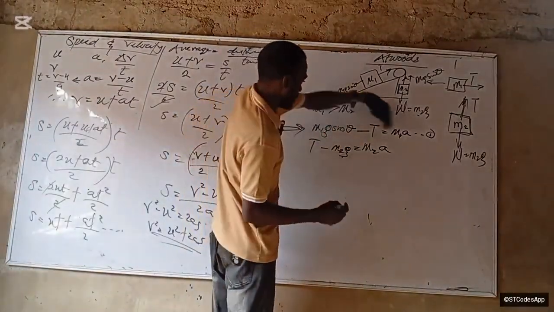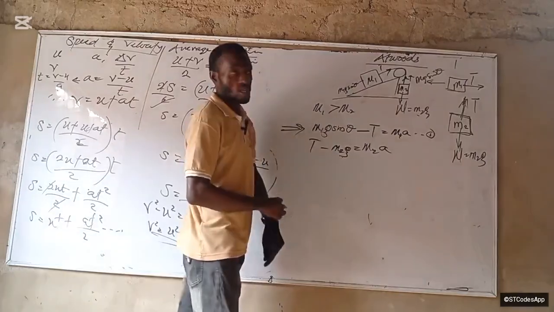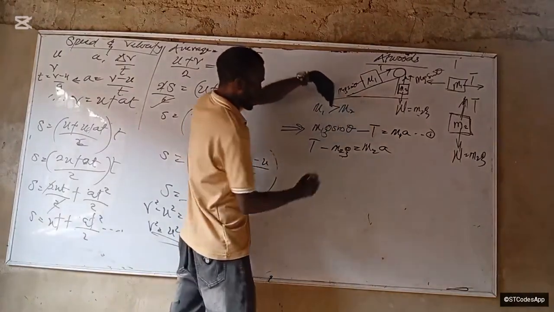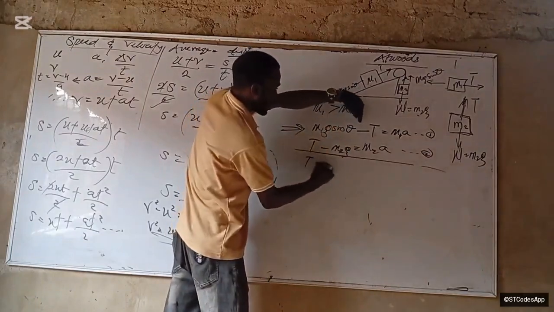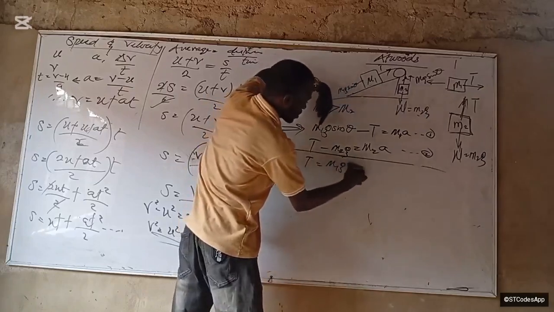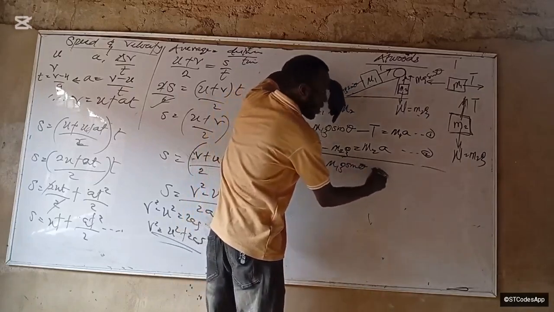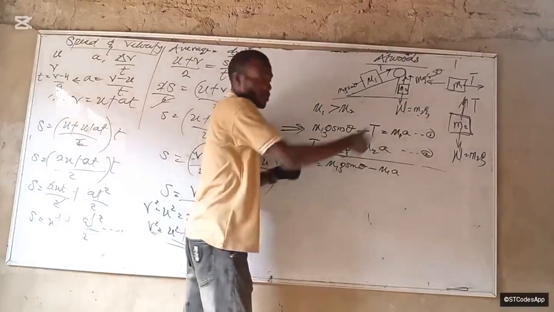So it means that in this case, tension is here, tension is here. We might not be given the tension in the string, so let's generate an equation for tension. This is equation 2. So let's generate equation 3. Tension here will be equal to m1g sine theta minus m1a. Does that make sense? Okay.